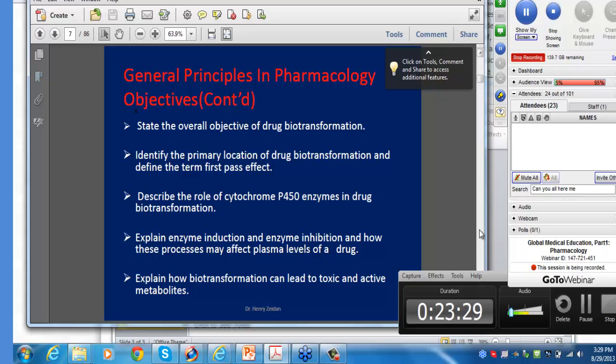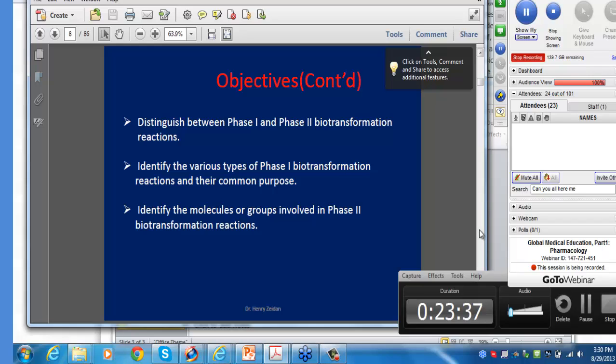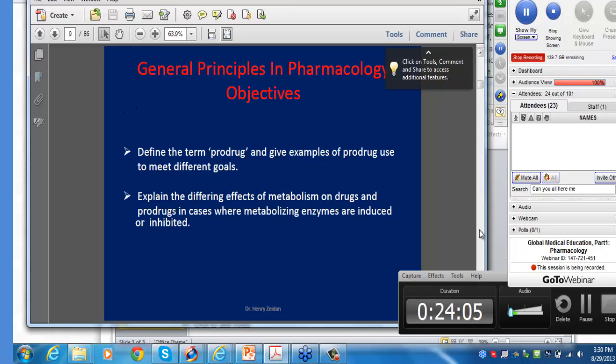Explain how biotransformation can lead to toxic and active metabolites. Distinguish between phase 1 and phase 2 biotransformation reactions. How you bypass phase 1 intravenously, if a drug is given intravenously to the liver, and identify how a drug is manipulated as it changes in phase 2. Certain drugs are administered as a prodrug, and in order to meet their efficacy, they have to undergo chemical change to an active drug.